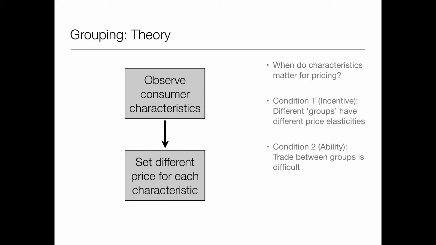You also have to, as a seller, be able to set different prices for different groups. What that generally means is that trade between the groups is difficult. If one group who's being charged a low price can buy goods and then sell them to the group being charged a high price, then this will undermine the seller's ability to practice grouping.